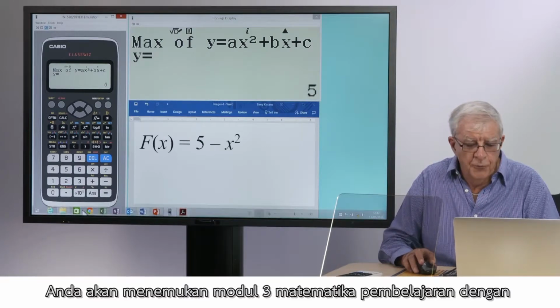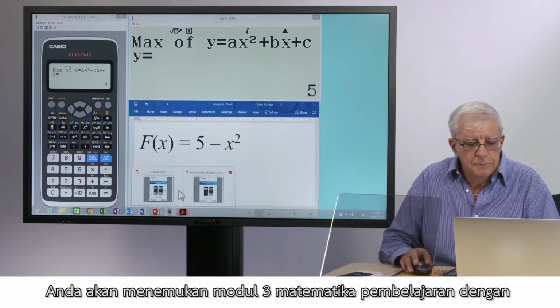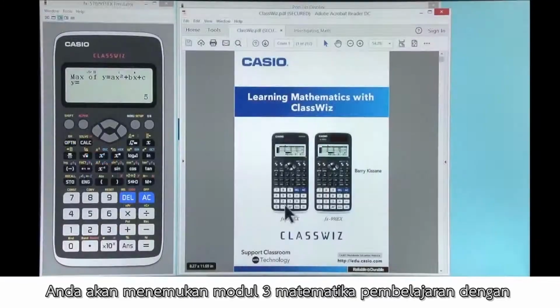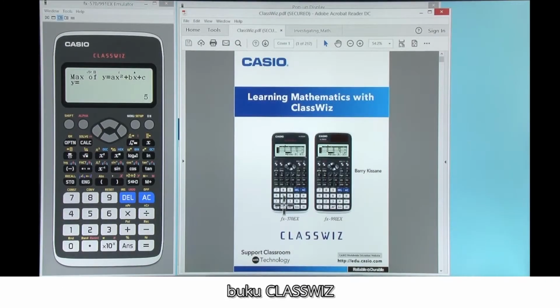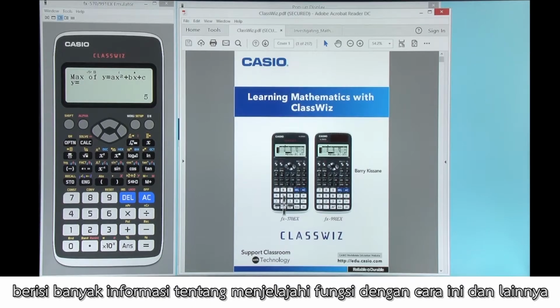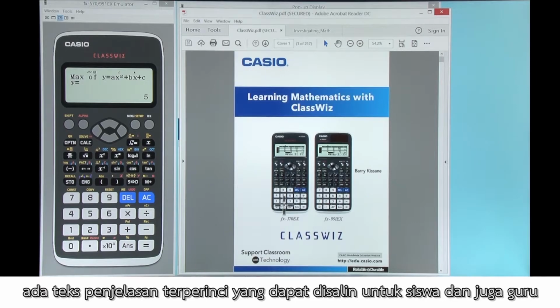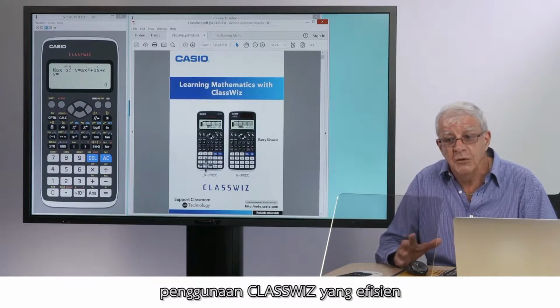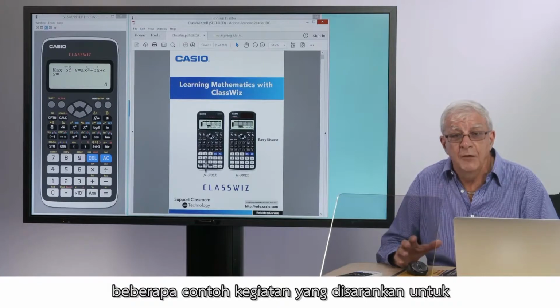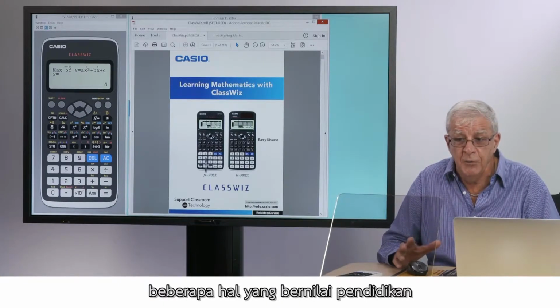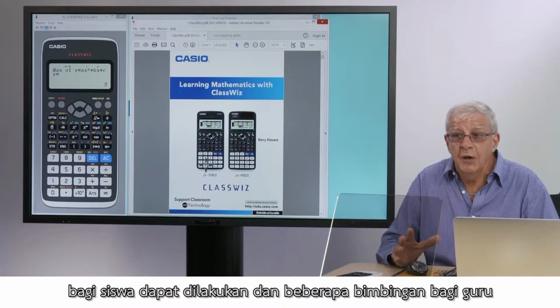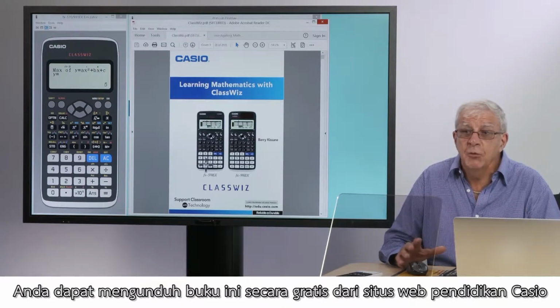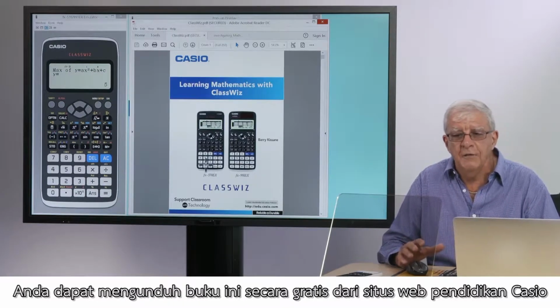You'll find Module 3 of the Learning Mathematics with ClassWiz book contains lots of information about exploring functions in these and other ways. There's detailed explanatory text which can be copied for students as well as teachers, and the module includes some exercises to check efficient ClassWiz use, some examples of activities to suggest some educationally valuable things for students to do, and some guidance for teachers. You can download this book freely from the Casio Worldwide Education website.